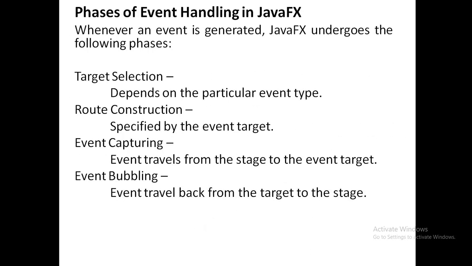Phases of event handling in JavaFX. Whenever an event is handled, JavaFX undergoes the following phases: target selection, that depends on the particular event type; route construction, event capturing and event bubbling. Target selection depends on the particular event type. Route construction is specified by the event target. In event capturing, the event travels from the stage to the event target, and in event bubbling the event travels back from the target to the stage.